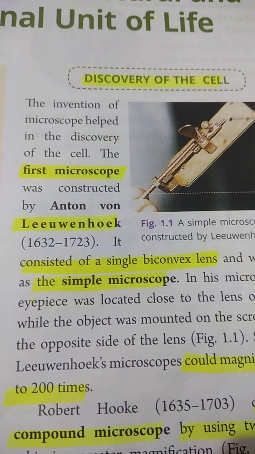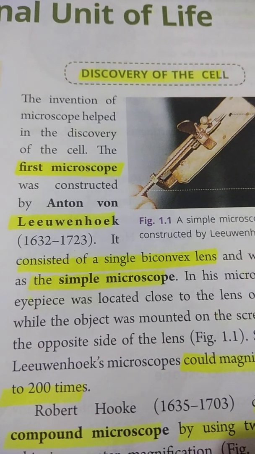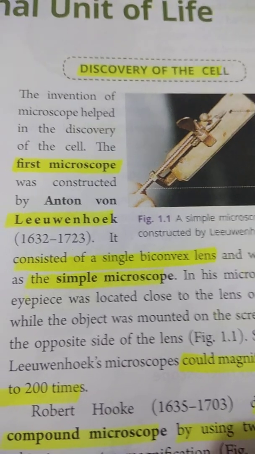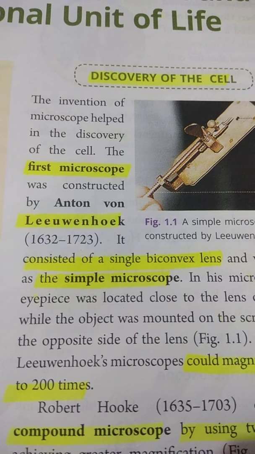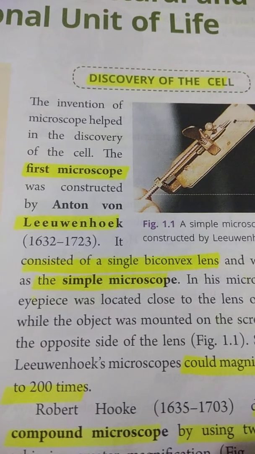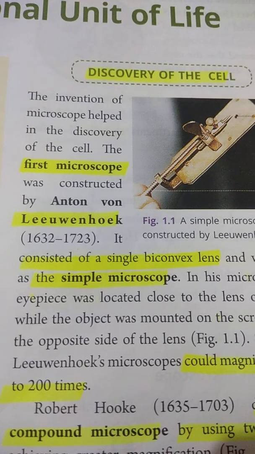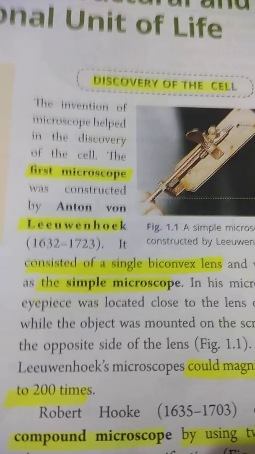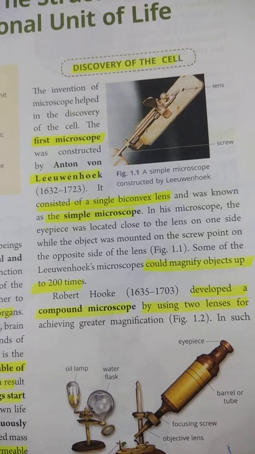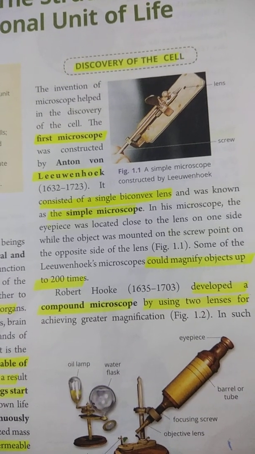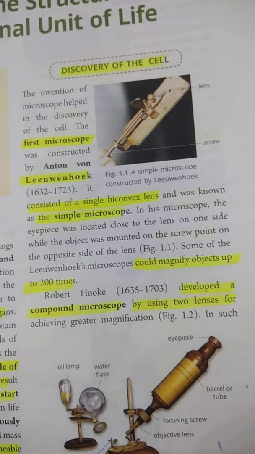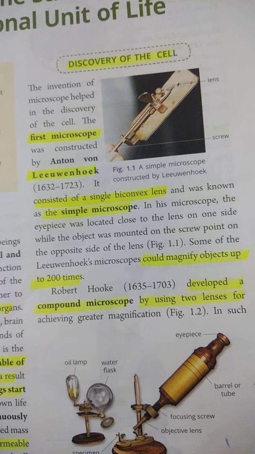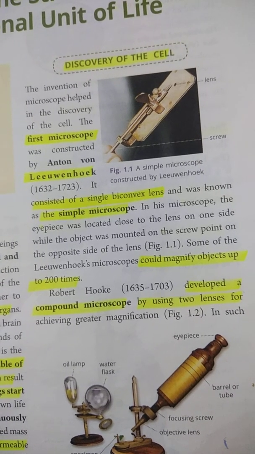The first microscope was constructed by Anton van Leeuwenhoek, 1632 to 1723, and it was made up of only a single biconvex lens. Because it has only a single lens, it is known as a simple microscope. Some of Leeuwenhoek's microscopes could magnify objects up to 200 times. So Leeuwenhoek constructed the first microscope, a simple microscope, and it could magnify up to 200 times.